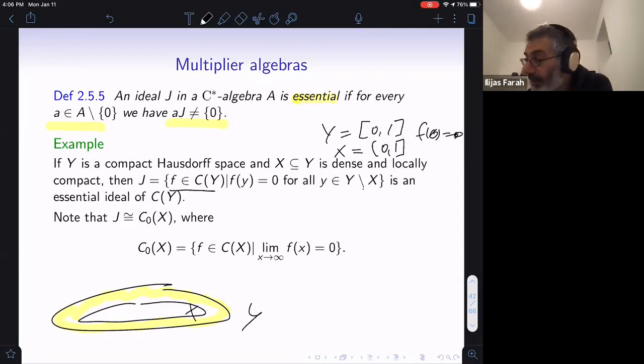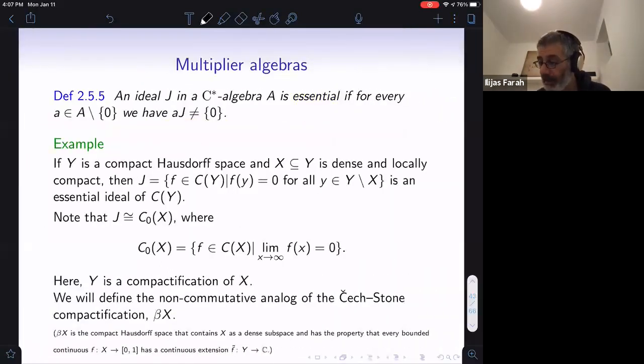In this particular case, the quotient will just be complex numbers, given by the value of the function at zero. And this J is an example of an essential ideal of C of Y. Why? Well, because X is dense. So if you take any non-zero function, it has to be non-zero somewhere on X because X is dense. And from there, you conclude that it does hit the ideal non-trivially. So I said J is isomorphic to C zero of X.